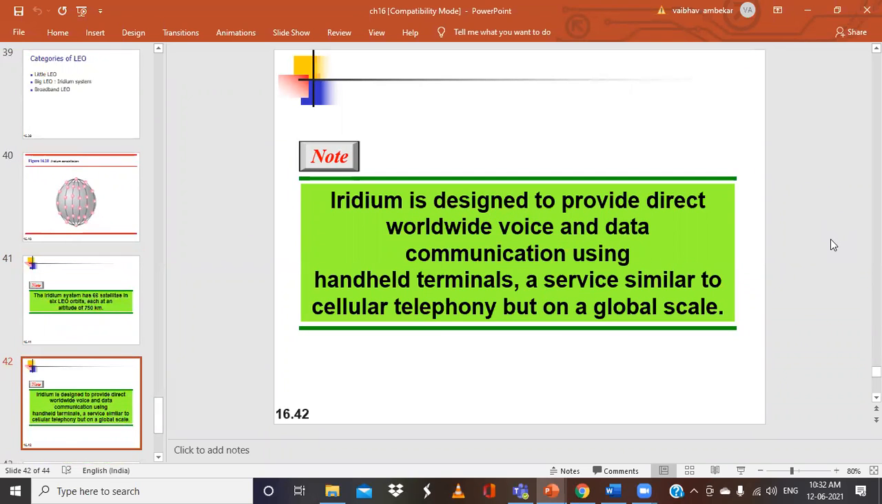So most of the time, the satellite signals that we currently use in our day-to-day life come from these satellites. They have been placed in the low Earth orbit.